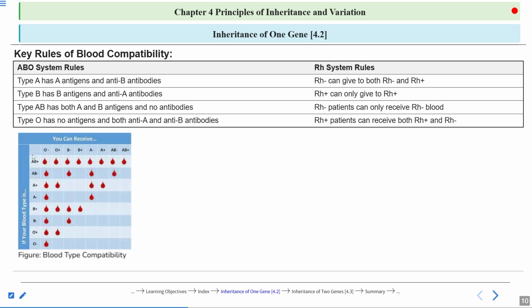See it this way. So you should remember this table. Then AB is the universal recipient. The AB blood group can receive from all individuals.